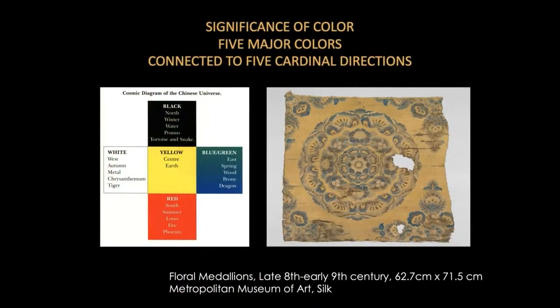And now let's talk a little bit about the significance of color. There are 5 major colors connected to 5 cardinal directions. So why do emperors wear golden yellow? Because it's the color of the center, right? Like the country goes around from the emperor, right?